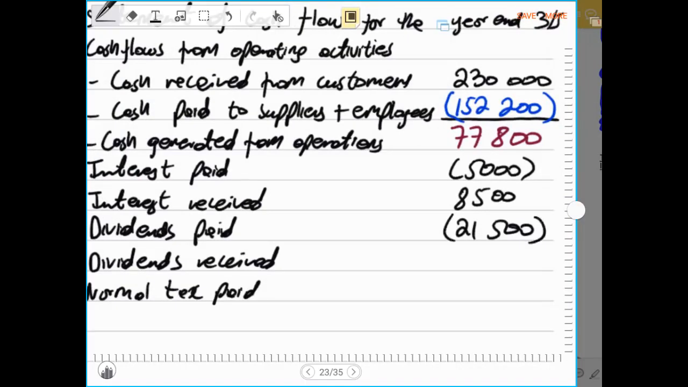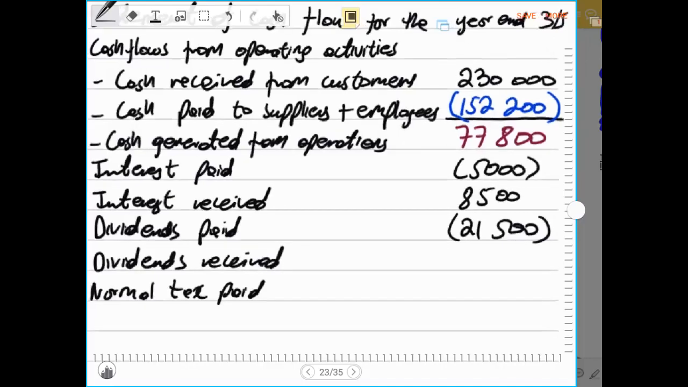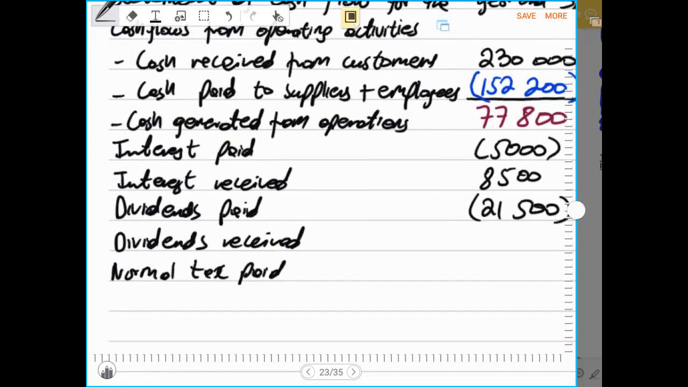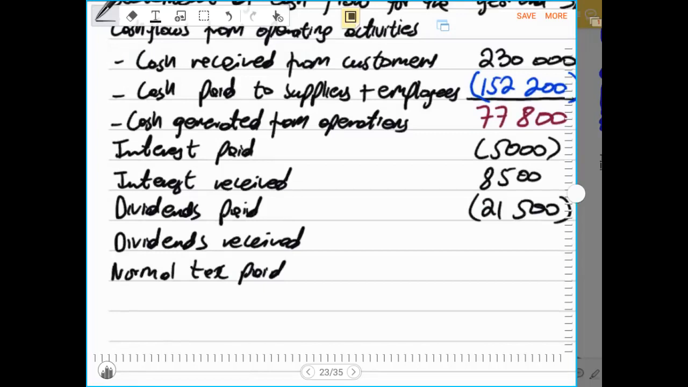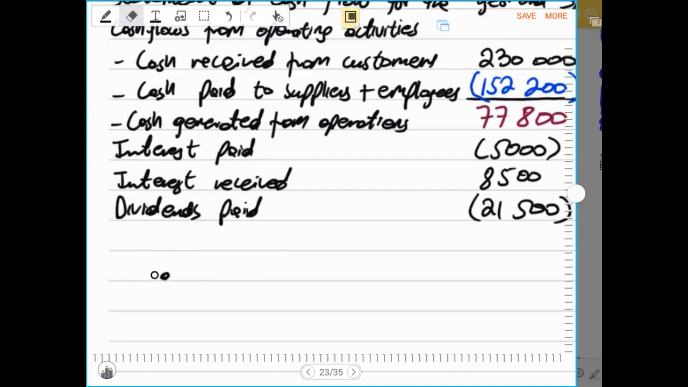21,500 negative, because that is money going out, a cash outflow paid in the form of dividends. And we had no dividends received. I did not see anything that spoke about dividends received throughout this activity. There were no dividends received. So now I can just remove the item for dividends received to save space. The next part that we'll be doing will be the normal tax.